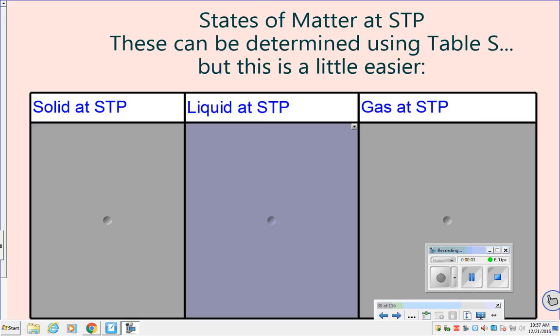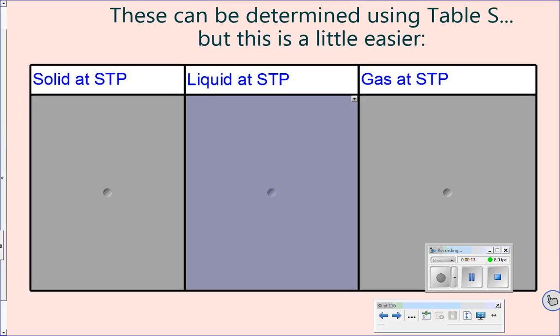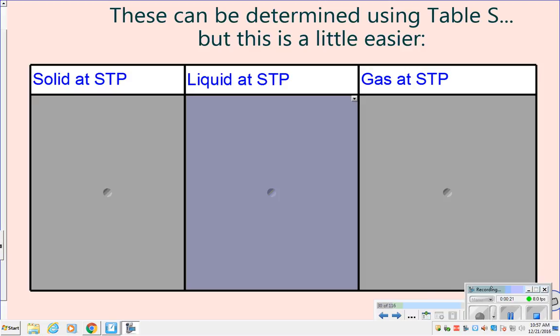Welcome to States of Matter at STP and Allotropes. You do need to be able to identify an element's state of matter that you would find it at its standard temperature and pressure. There are two ways to do this. You can do this based on reference table S if you're a looker-upper kind of person, or you can do this based on memorization if you're a memorizer kind of person. I don't care which one you use, so I'm going to show them both to you.